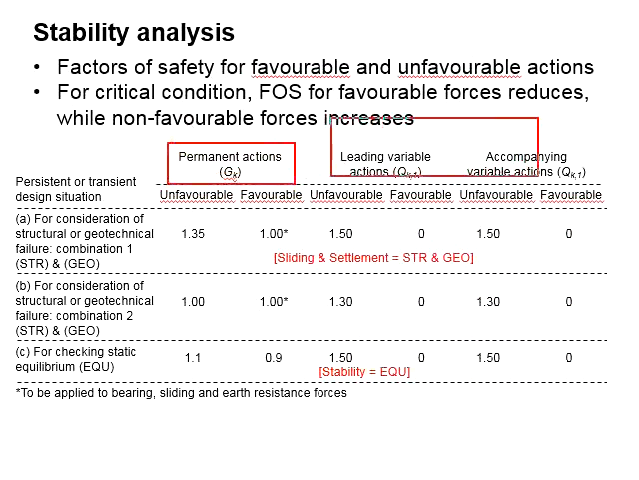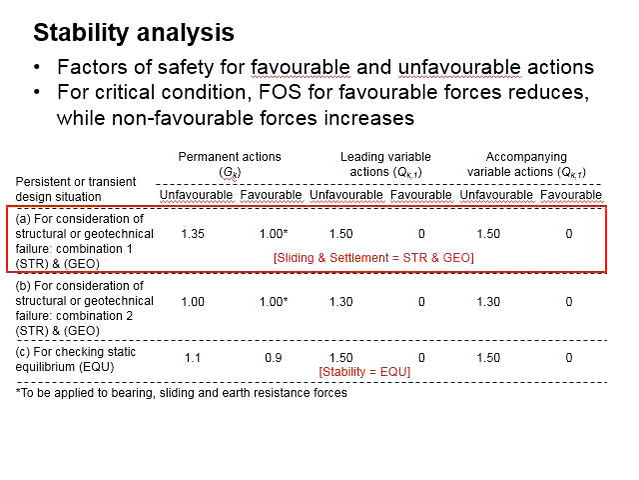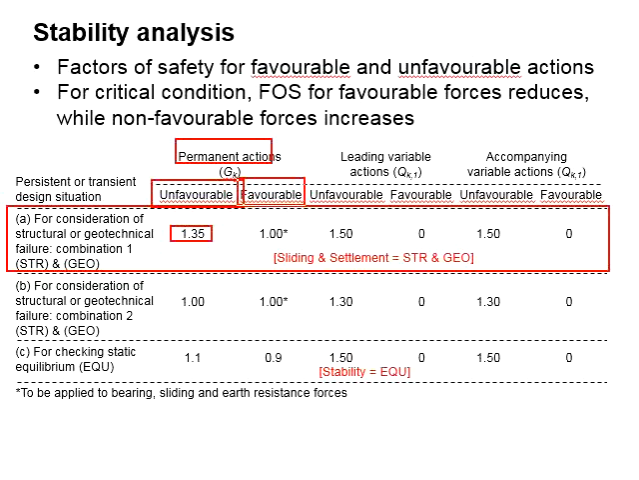Among each type of the actions, there are favourable and unfavourable conditions. For situation number 1, which is the combination of structure and geotechnical, when the permanent load is unfavourable, the factor of safety will be 1.35. But when the permanent action is favourable, the factor of safety is reduced to 1.0.